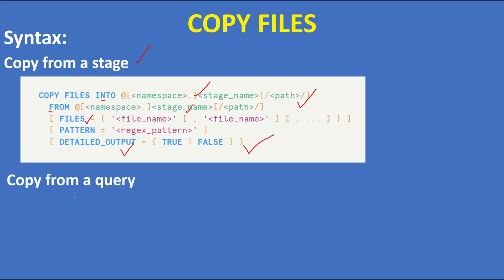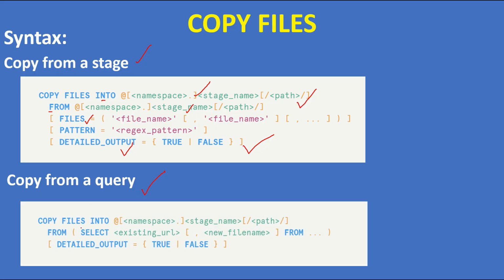And another syntax, copy from a query. See, COPY FILES INTO namespace dot stage name path. From here you need to write a select. What is the existing URL and the new file name.